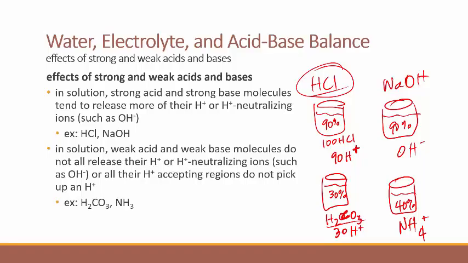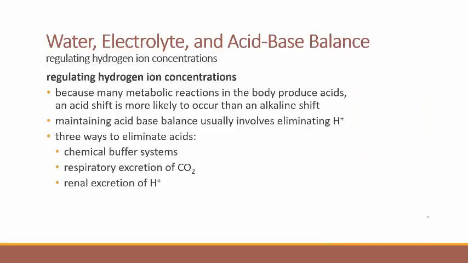All right, so I think we've now got everything defined. Because so many of the metabolic reactions in the body produce acids, acid shifts are much more likely to occur than alkaline shifts. And so maintaining acid-base balance generally involves eliminating hydrogen ions from the body. And we've got 3 ways that we can go about eliminating acids. The first is what we're going to talk about in the rest of this lecture. The other 2 we're going to look at in the next lecture.